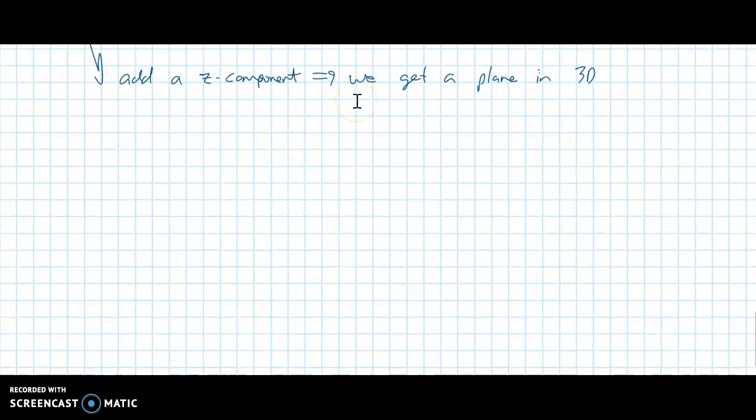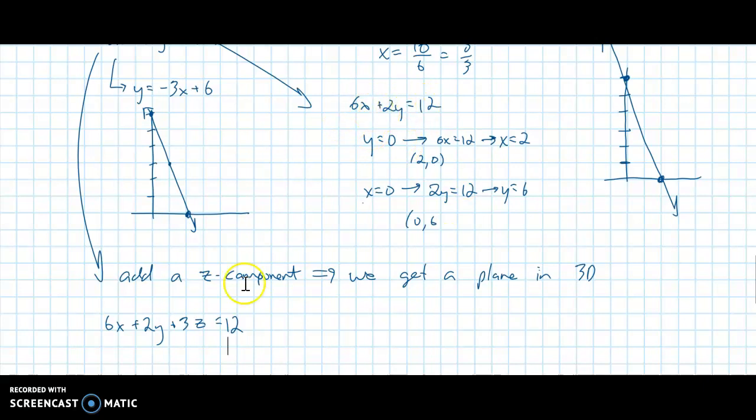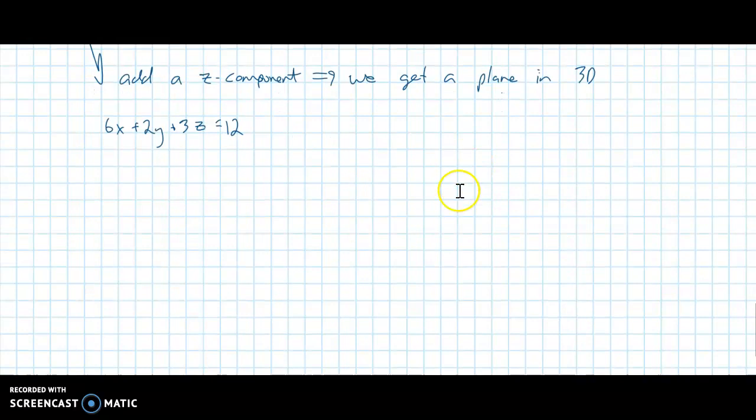So let's take 6x plus 2y plus 3z equals 12. Just take note that the 6x and 2y are the same as what I had here. So this piece here should show up somehow in what I'm going to work with here. And maybe you can figure that out thinking about what we did here. But let's go ahead down.